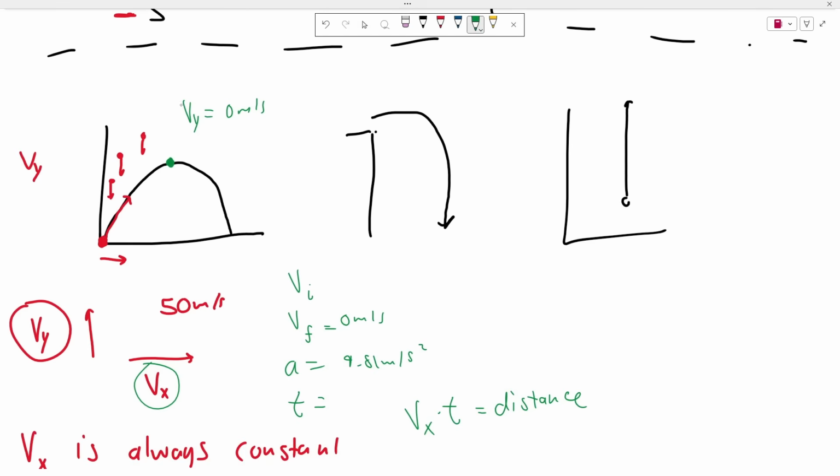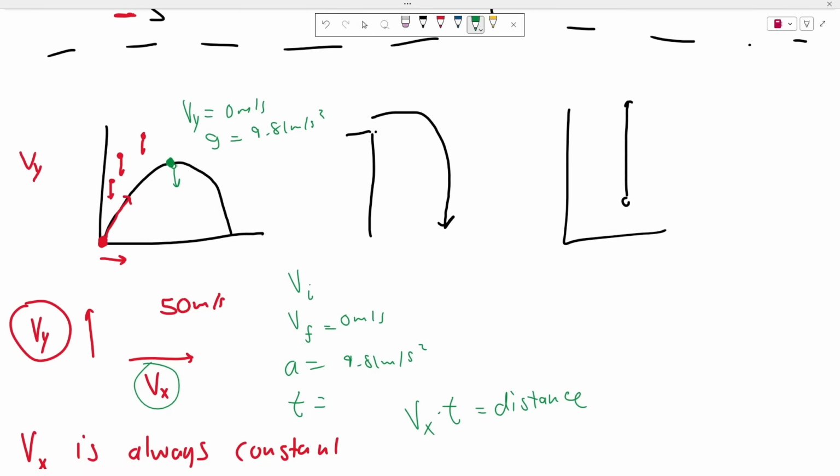So what else? At the top of its path, you know that its vertical velocity is going to equal 0 meters per second, but that doesn't mean that gravity is magically turned off at that point. No, gravity still exists. It's 9.81 meters per second squared on Earth, and it's still going to be pushing this object down. How do we know that? Well, it's because the object returns back down to the ground after it reaches the top of its path, right?